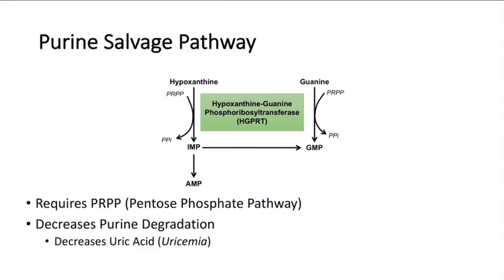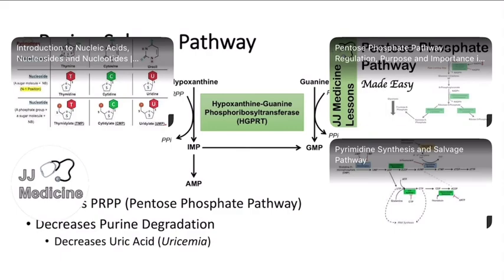All I want you to remember is that this pathway is critical for maintaining proper uric acid levels in the blood. In some cases of hyperuricemia, and in some genetic disorders, this pathway can be affected. This will be further talked about in the purine and pyrimidine breakdown video as well. So, anyways, guys.